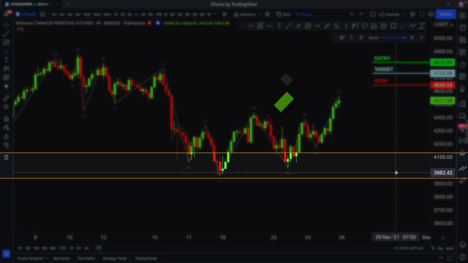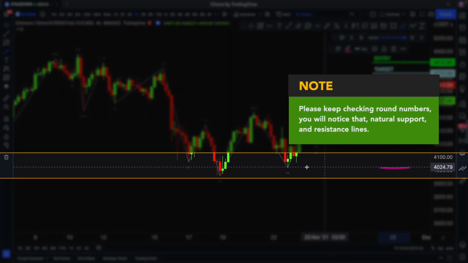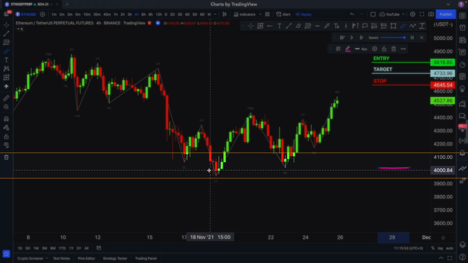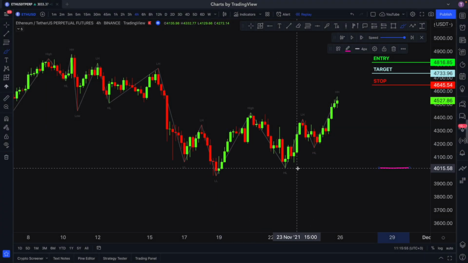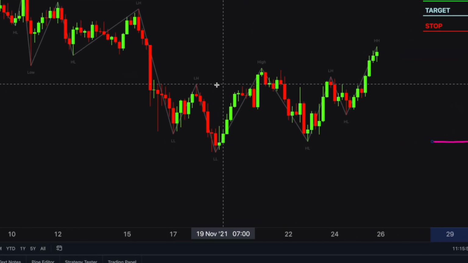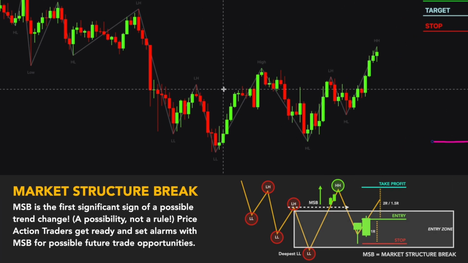Please keep checking round numbers. You will notice that almost every asset struggles around big round numbers, natural support and resistance lines. We can easily identify the strong market structure break here. Let's break it down into step-by-step progress.